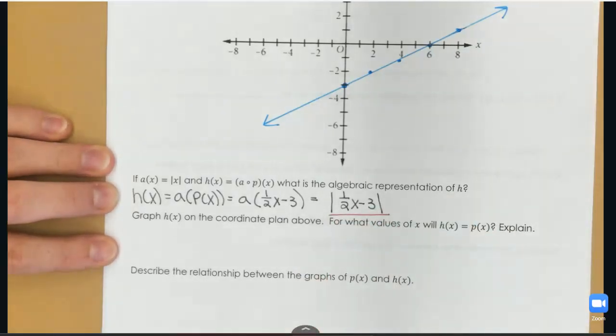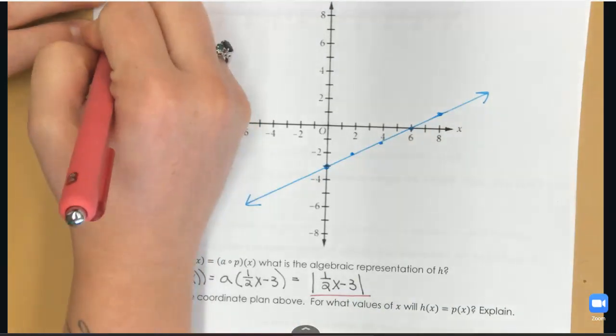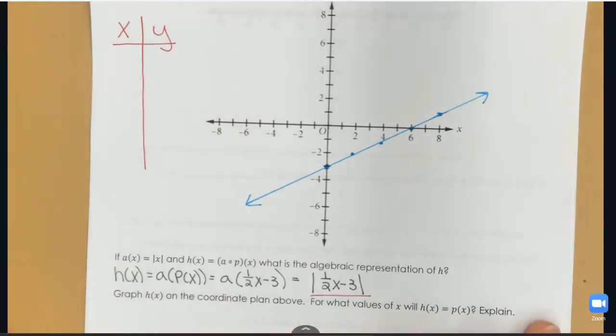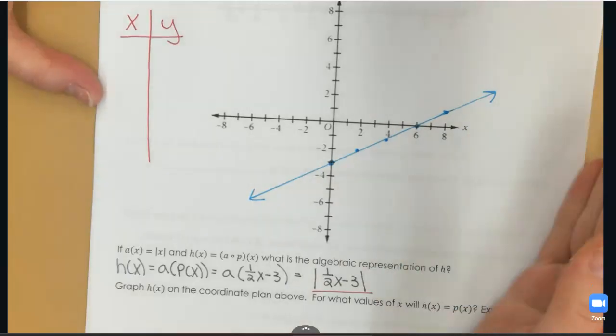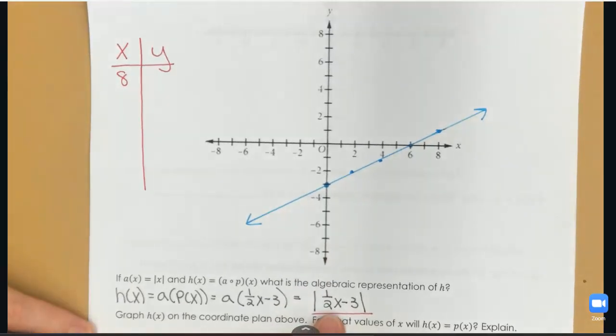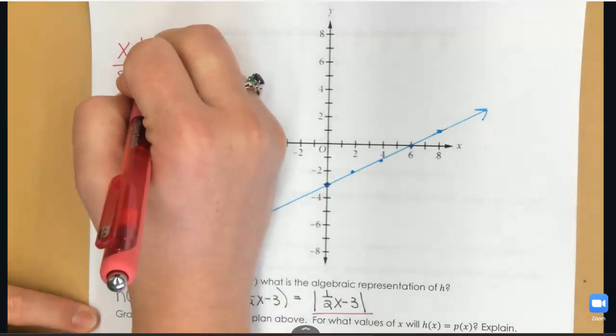This one is not a linear function, so it's not as easy as finding the y-intercept and plotting my slope. So what I'm going to do to help myself graph this is make an xy table, find some points on the graph, and then I can connect the dots. So starting with a few, I'm going to go from right to left, sort of. So I'm going to start with 8. And again, I'm plugging them into this function here. So 1/2 times 8 is 4. 4 minus 3 is 1. The absolute value of 1 is 1.